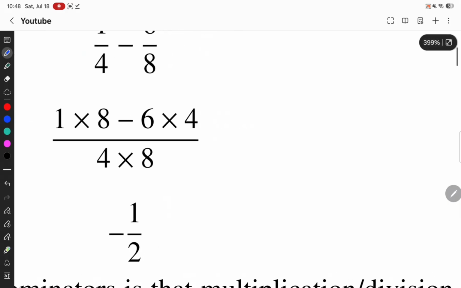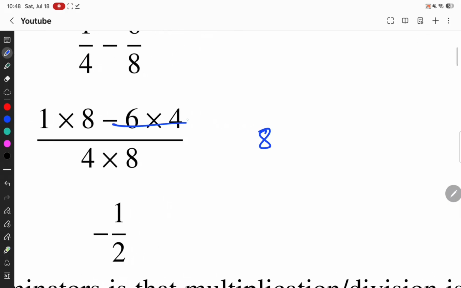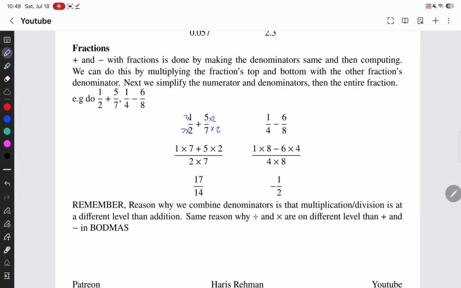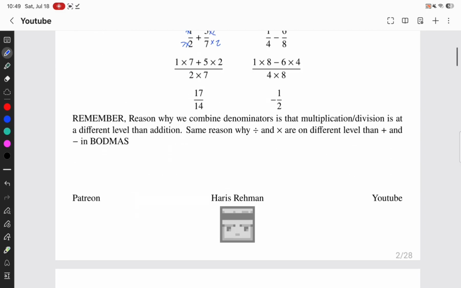Here I evaluate this also and we get this number. 1 times 8 is 8, 6 times 4 is 24, and the bottom we get 32. On top you get negative 16. You can simplify this fraction, we get 1 over 2. This is addition and subtraction of fractions. I hope you guys understand. Remember, the reason why we combine the denominators is that multiplication or division is at a different level from addition, the same reason why multiply and divide are on a different level from addition and subtraction in BODMAS.